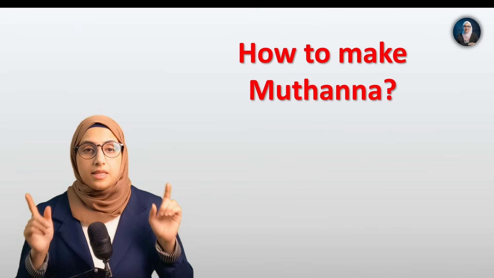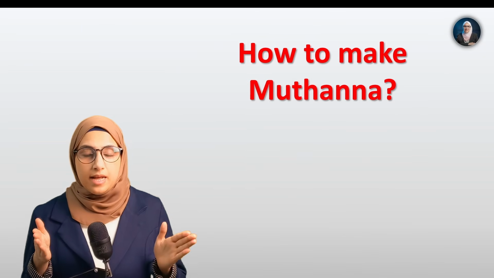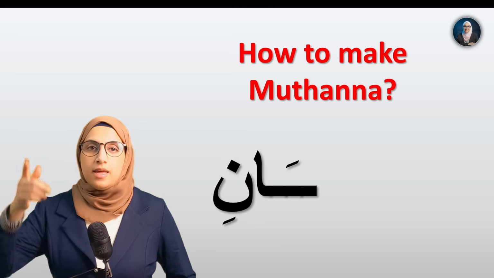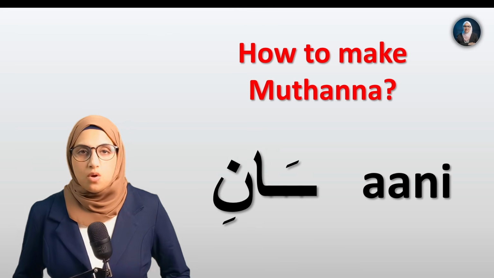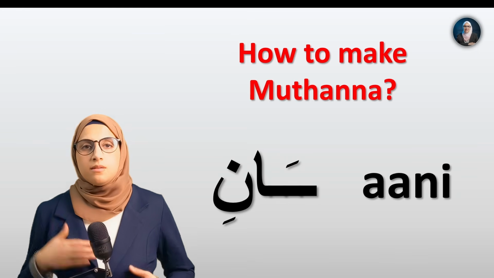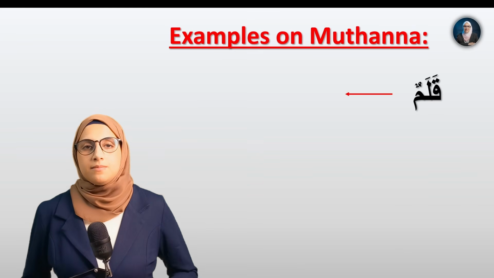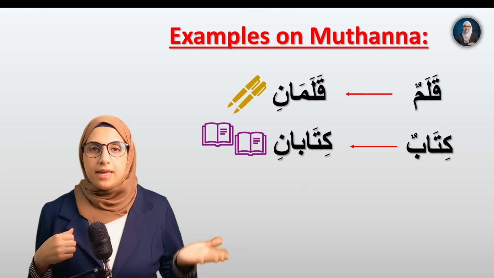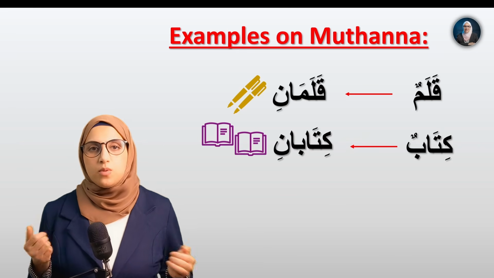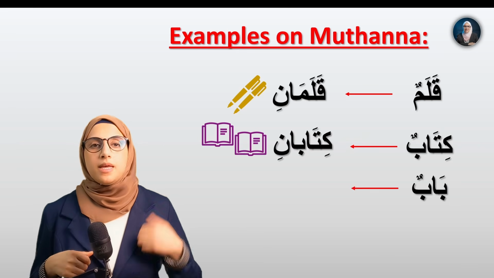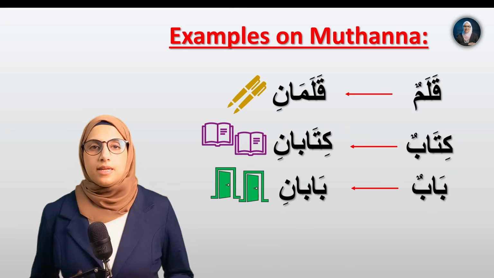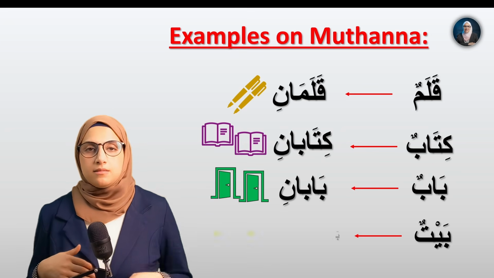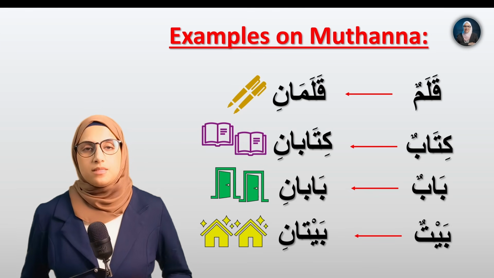Any word in Arabic that you need to make muthanna, you add alif noon at the end. So for example, قلم becomes قلمان. A pen and 2 pens. كتاب كتابان. A book and 2 books. باب بابان. A door and 2 doors. بيت بيتان. A house and 2 houses.